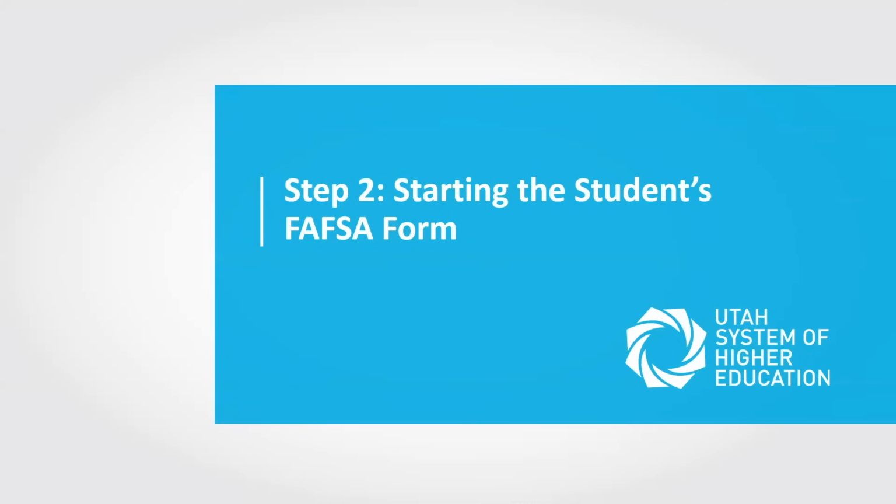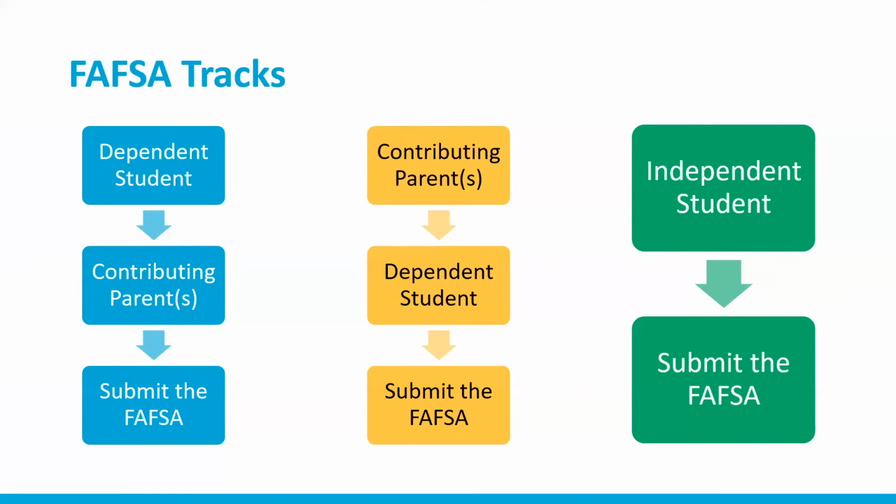All right, let's delve into step 2, completing the FAFSA as a student. As you navigate through the FAFSA form, remember there are several pathways or options available for you to follow. The first option, seen in blue, involves starting as the student and completing the FAFSA as a dependent student. In this pathway, while you are completing your portion of the FAFSA, you'll need to invite your parents to access the form. Then you will complete your portion and sign your FAFSA.